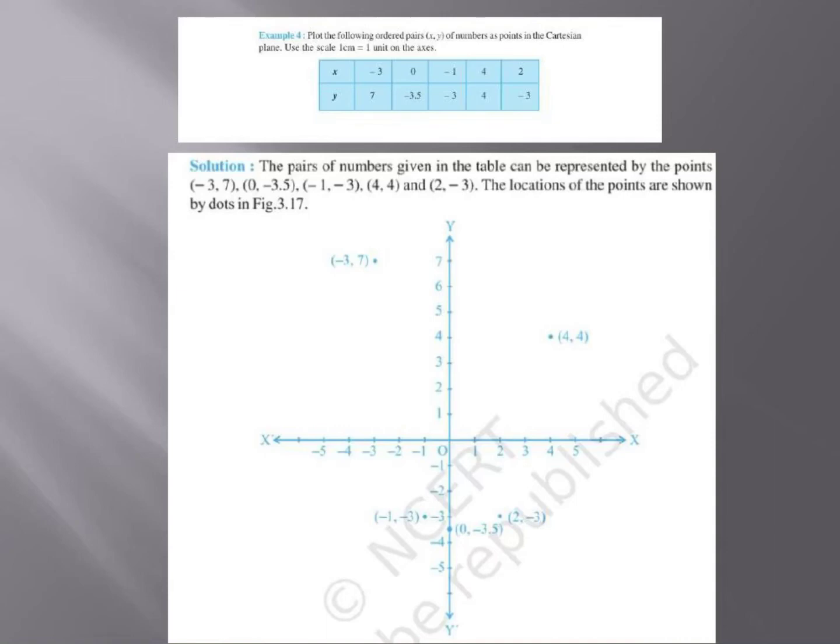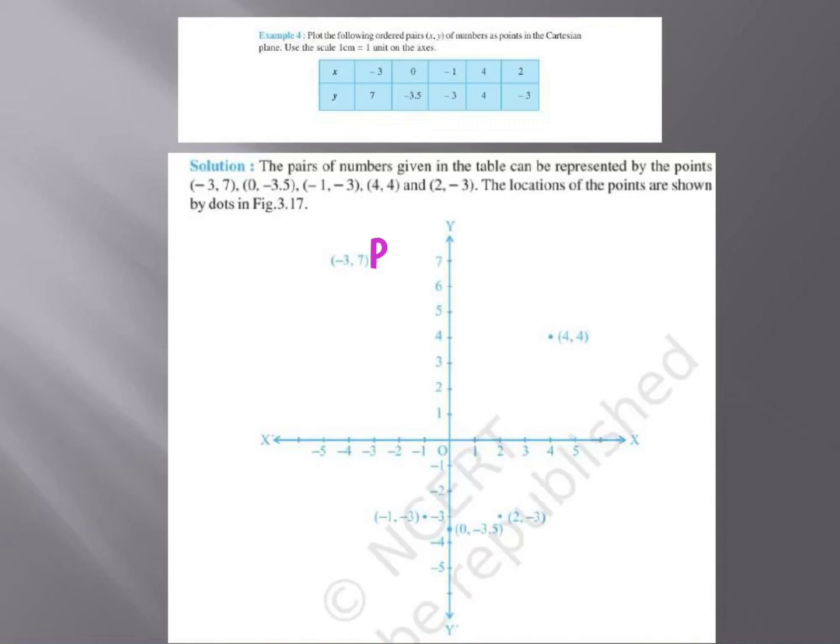Now here the first point which we are asked to plot is x equal to -3 and y equal to 7. So what you have to do is draw a straight line from -3 on the x-axis towards 7 on the y-axis, and from 7 on the y-axis towards -3 on the x-axis, and where they both intersect, that is your point (-3, 7). Here you can see that I have represented it by point P. For the next point, x is 0 and y is -3.5.